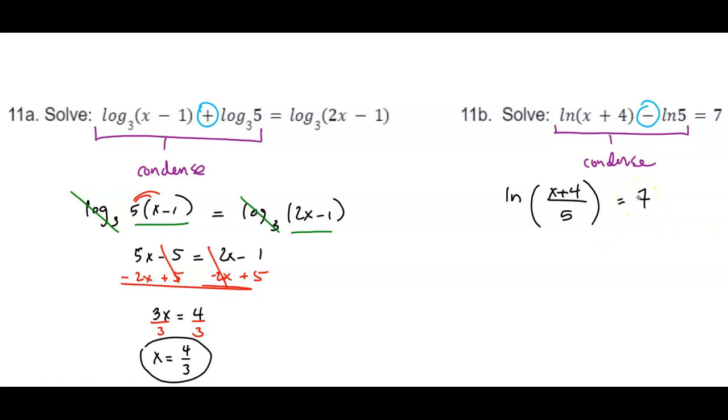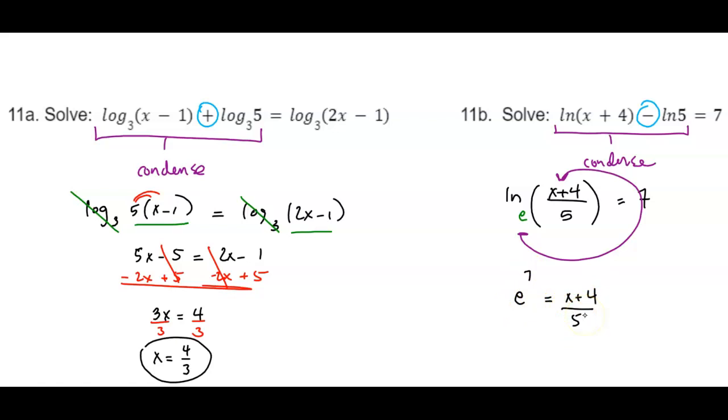Now at this point I can convert because there's nothing left to move. I've got the natural log by itself. I do need to remember that the base of a natural log is e, so when I convert, I do it right. Remember, we start with the base and then go towards the equal sign. So the base of my exponential is going to be e raised to the 7 equals all of this, x plus 4 over 5. Again, that's e raised to the 7 equals x plus 4 over 5.